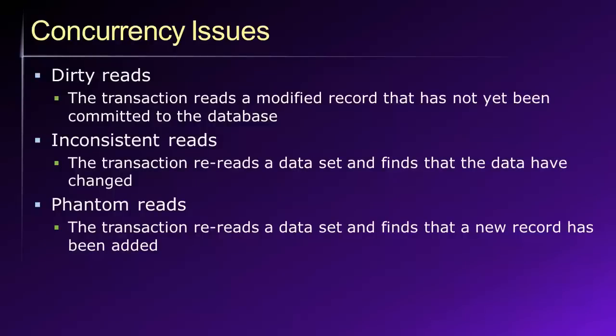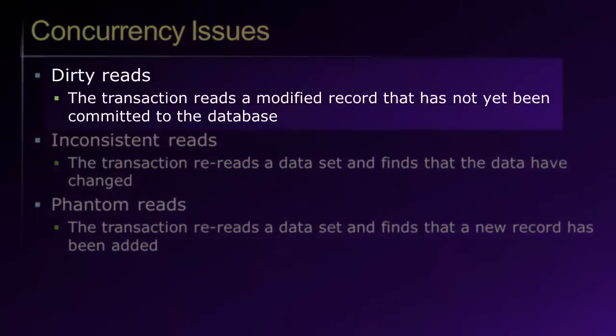Speaking more broadly, we have 3 concurrency issues which might emerge during the execution of a transaction in a database processing environment that supports multiple simultaneous users. The first among these is called a dirty read. And in a dirty read, a transaction will read a record that has been modified by another user, but whose changes have not yet been committed to the database.